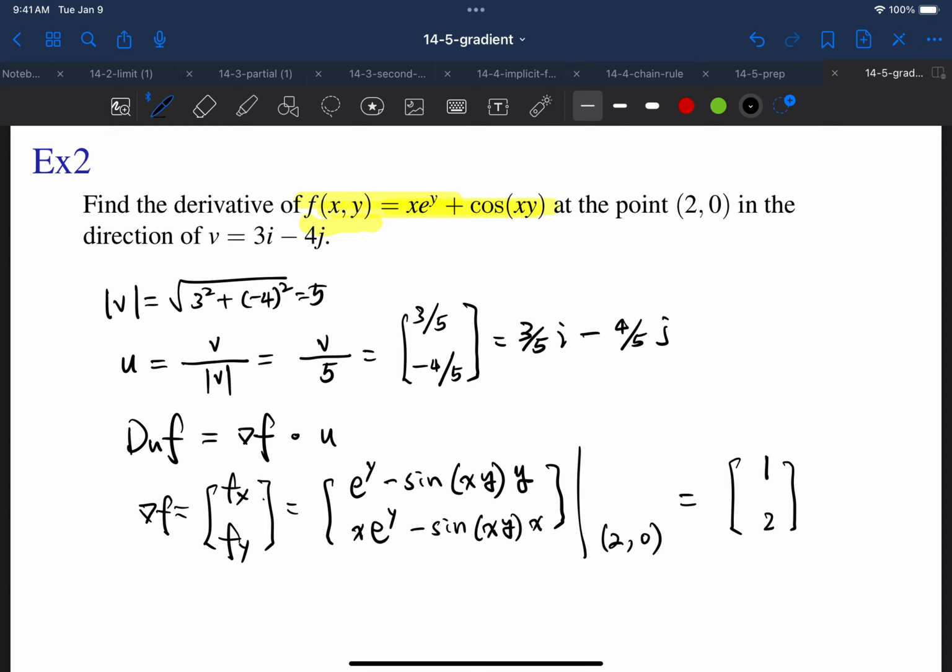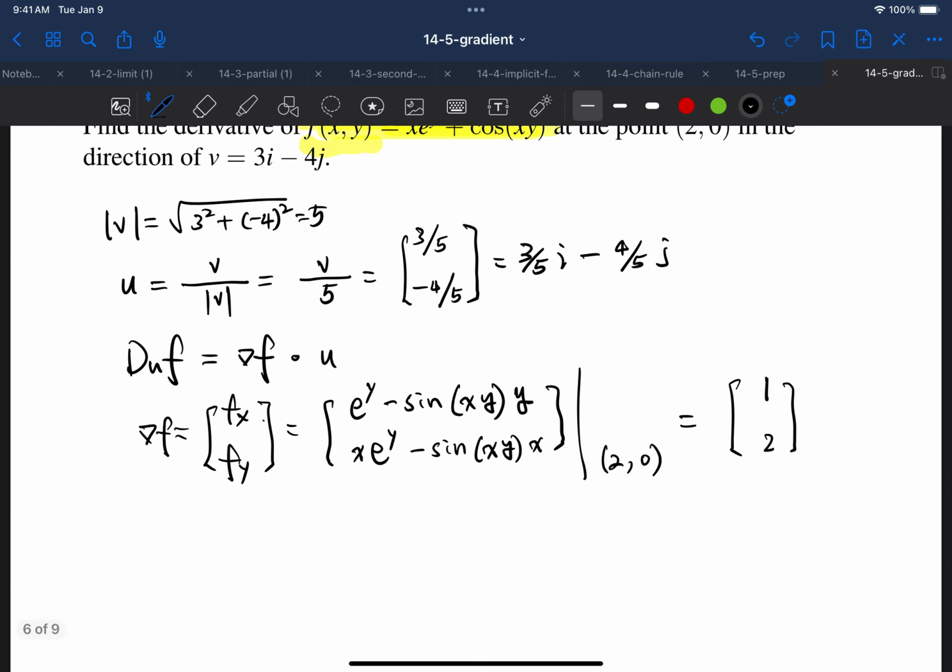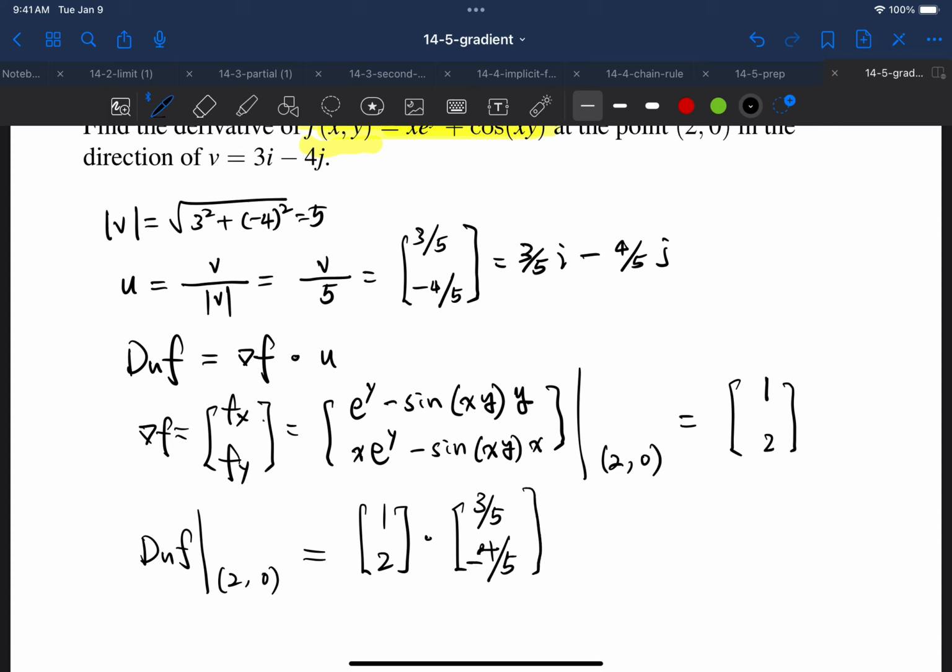Now we are ready to answer the question. What is D_u f given the direction at 0? It is the gradient of f, which is (1, 2), dot product with the direction (3/5, 4/5), but don't forget the negative sign, this matters. The dot product gives me 3/5 minus 8/5, which is negative 1. So what does it mean?